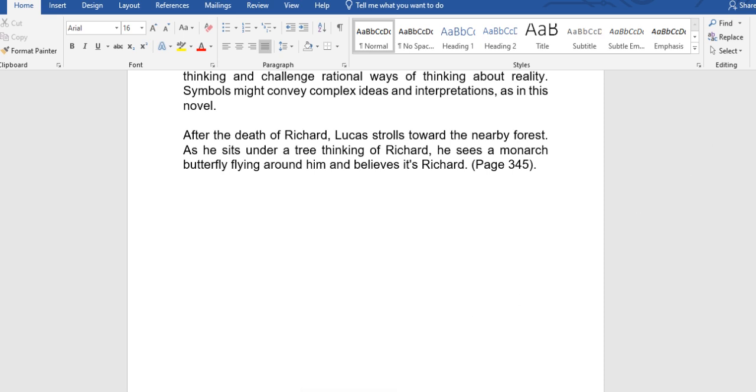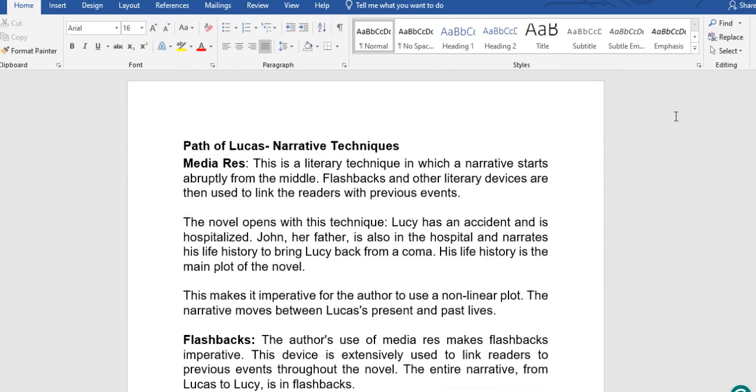Now, before we go ahead, what do you mean by narrative techniques? This refers to the various methods, the various ways the author has used to pass the information about the novel to the readers. That is, the various means the author has used to give us information about the narrative. The first one here is in medias res. This is a literary technique in which a narrative starts abruptly from the middle. Flashbacks and other literary devices are then used to link the readers with previous events.